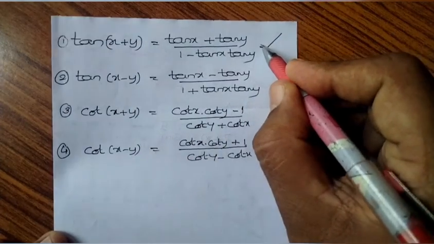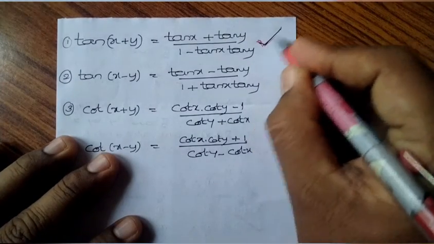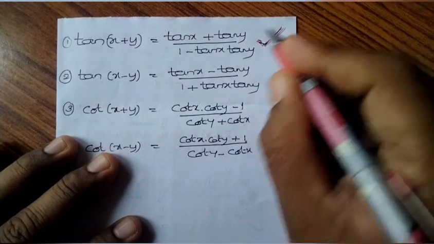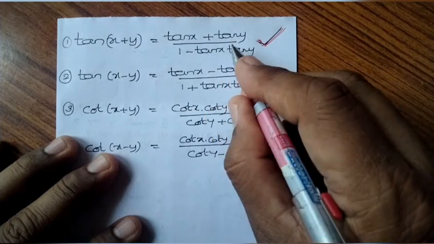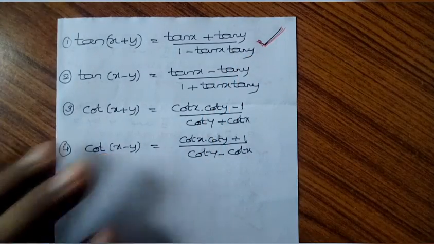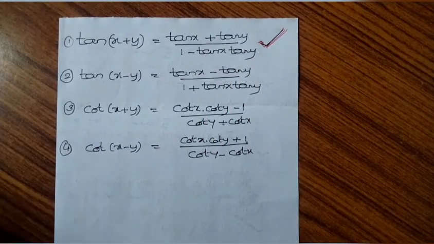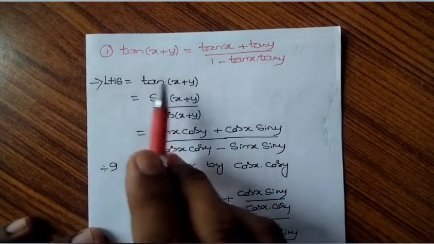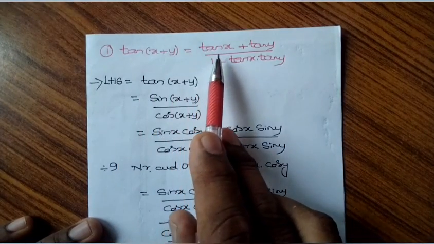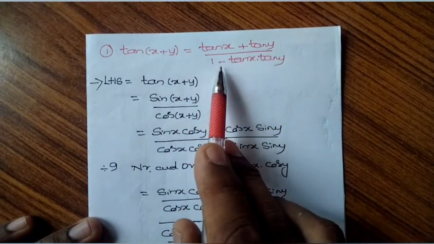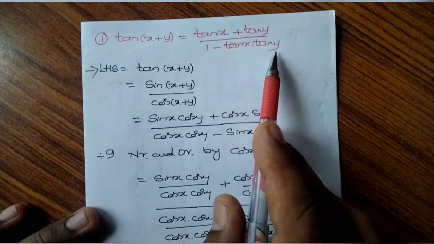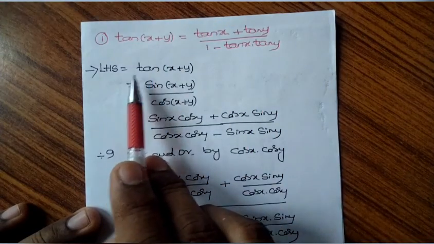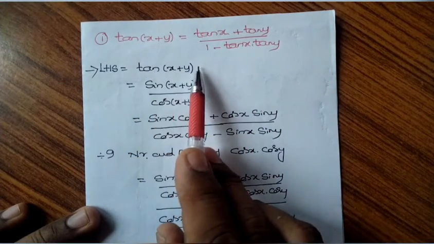First, let us prove the first one, tan of x plus y equals tan x plus tan y whole divided by 1 minus tan x into tan y. Here we are going to prove that tan of x plus y equals tan x plus tan y divided by 1 minus tan x into tan y. I consider LHS, that is tan of x plus y.